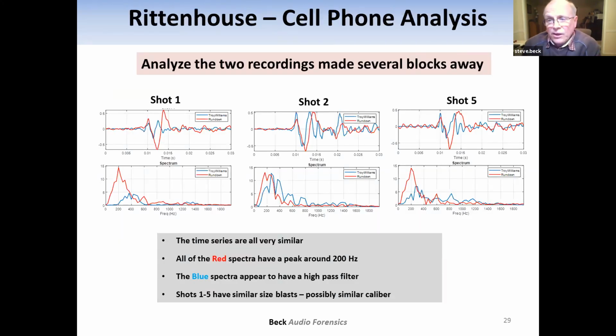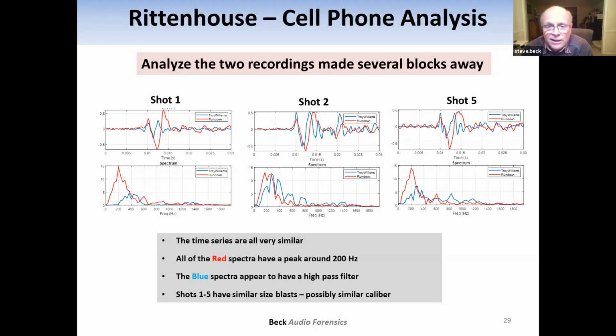So one of the first things that I did was I wanted to look at the audio and take a look at these gunshots and see, did they look similar? So the question is, did Kyle Rittenhouse shoot shot number one? We know he did shots 2 through 5. So I looked at shot one from the recordings from several blocks away because they were not heavily distorted.